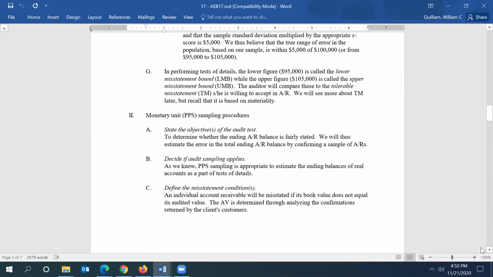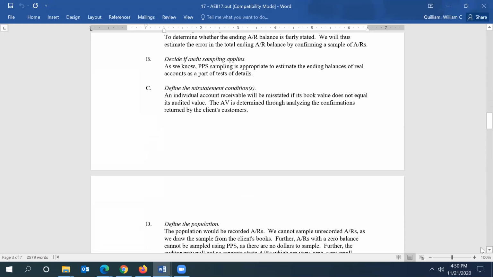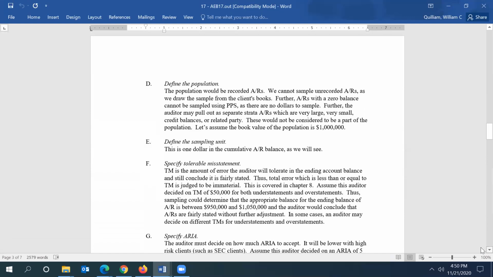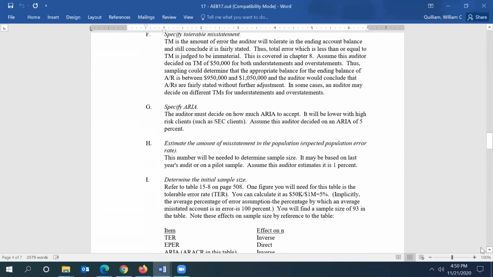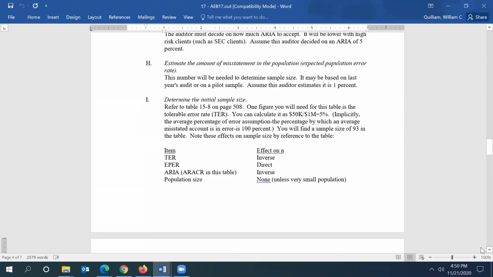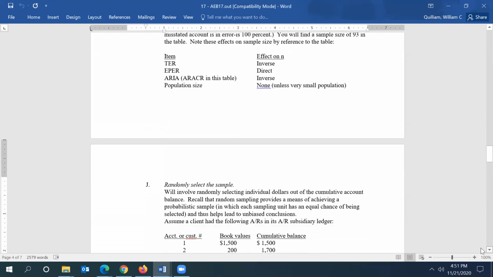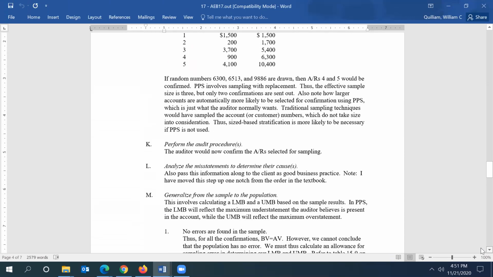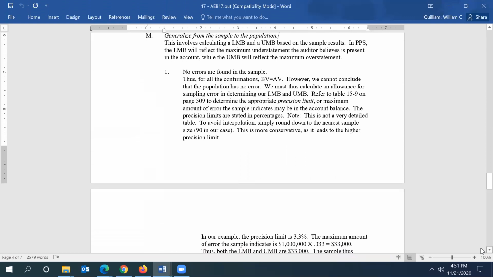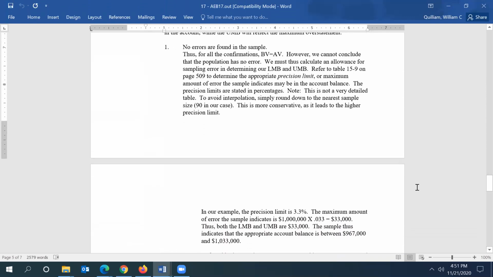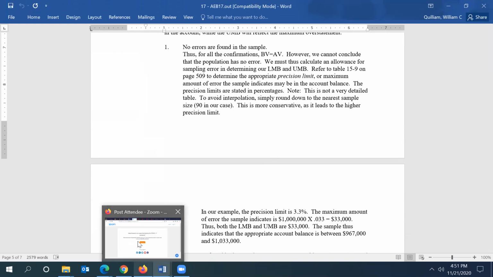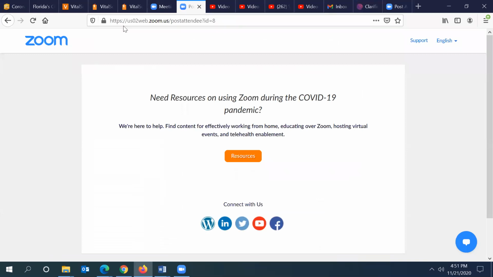Oops. No, 93. Okay. We earlier said that sample size 93 up here. Okay. So we're going to round down to 90 in the table. It's a bit more conservative. I will show you why in just a second. So this is more conservative because it leads to the higher precision limit. Let me flip over here to page 509 with you.